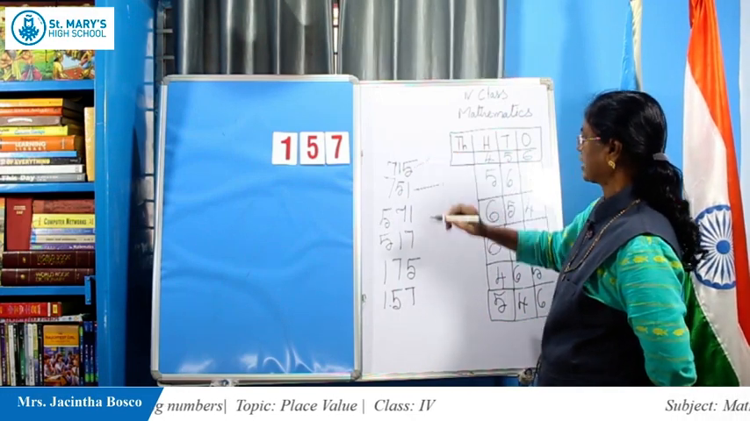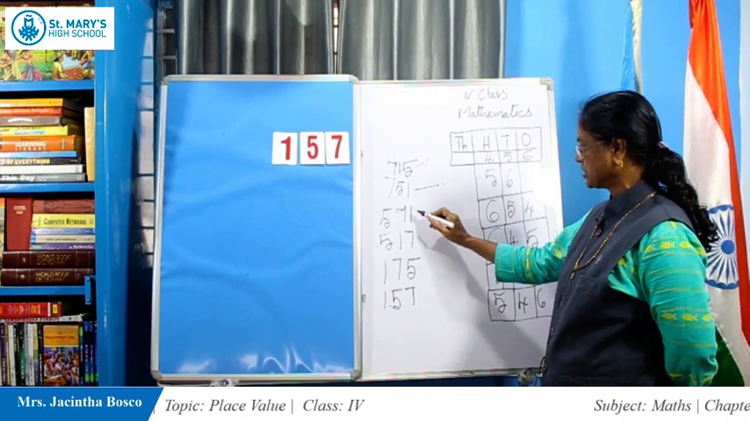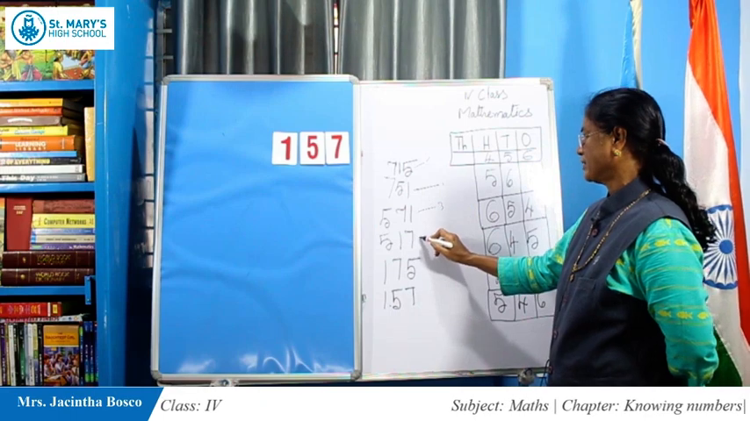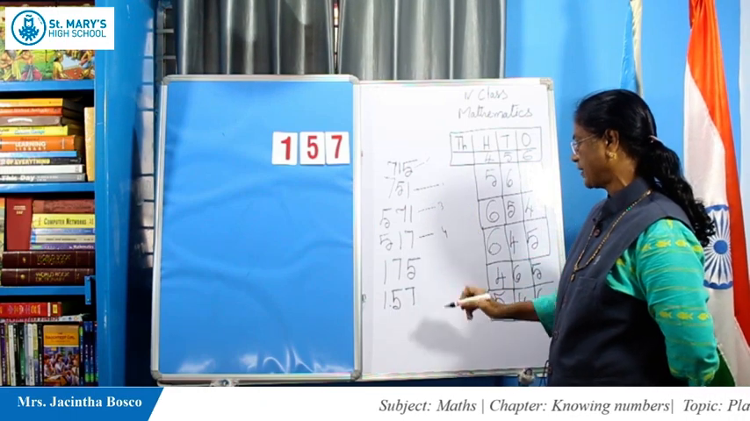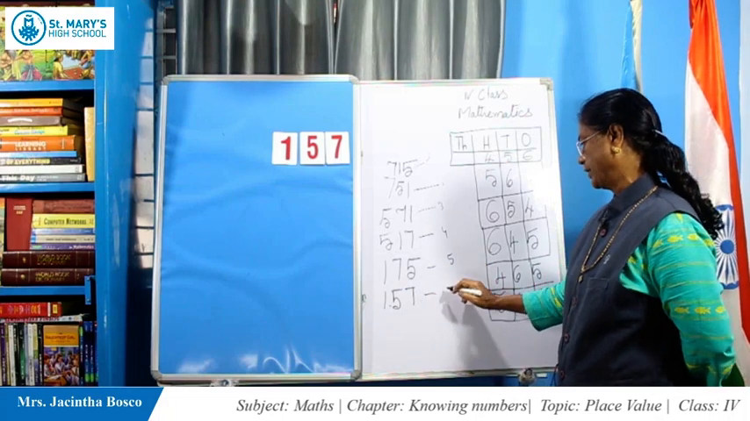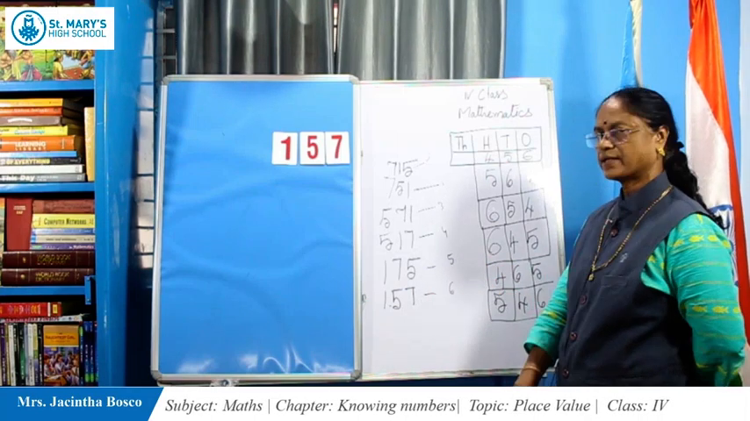750. This is in the second place you can write. Afterwards, which one will you write? This is in the third place. Then 517 in the fourth place, 175 in the fifth place, 157 in the sixth place, isn't it?